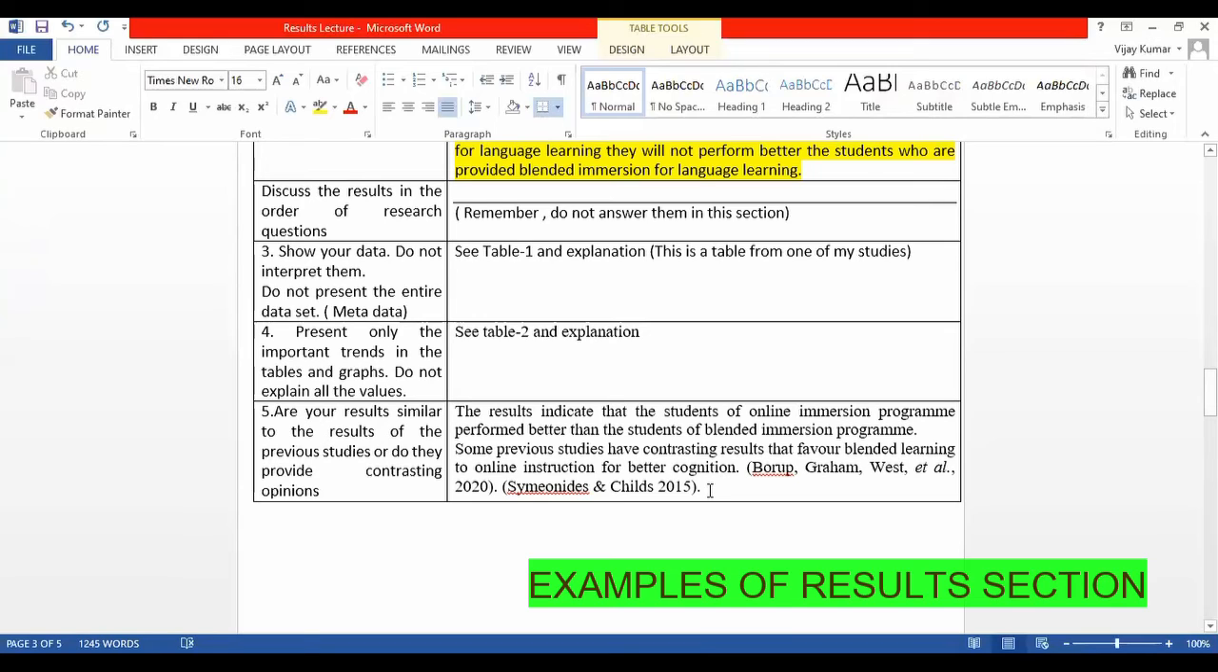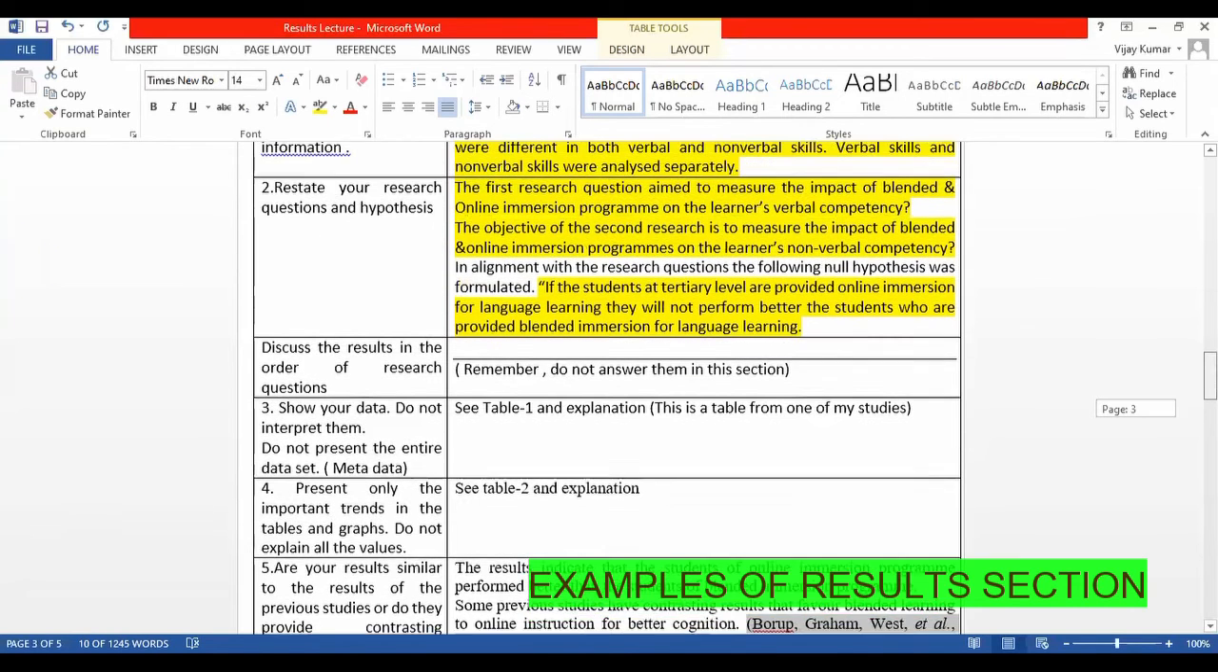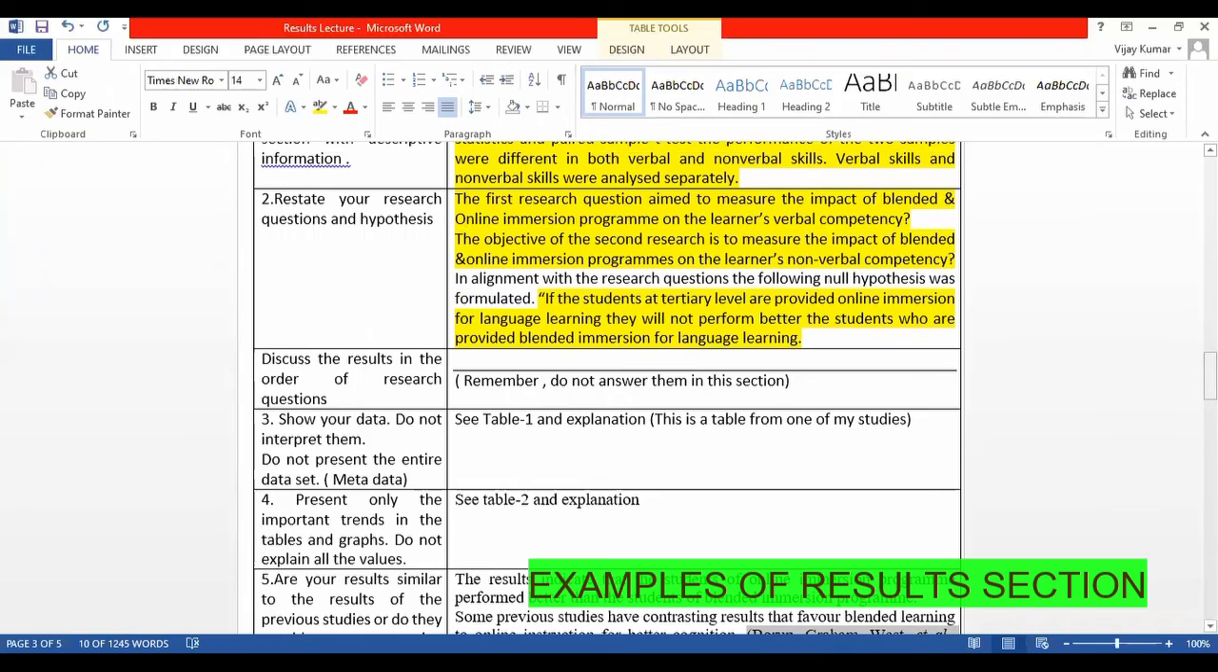So I have stated here with example, the results indicate that the students of the online program performed better than the blended program. See, some previous studies have contrasting results that favor blended learning. So what I am saying is I have quoted some studies here that provide contrasting results to my study. So after doing all this and setting the context for the results section, showing my original contribution, then I'll move on to discuss what those results mean.